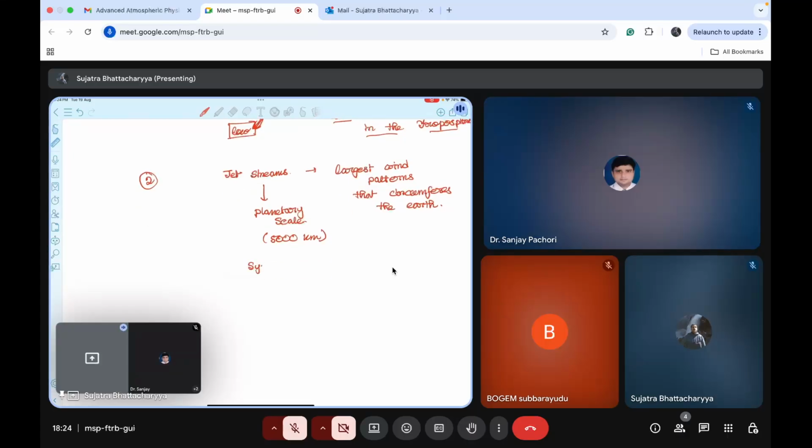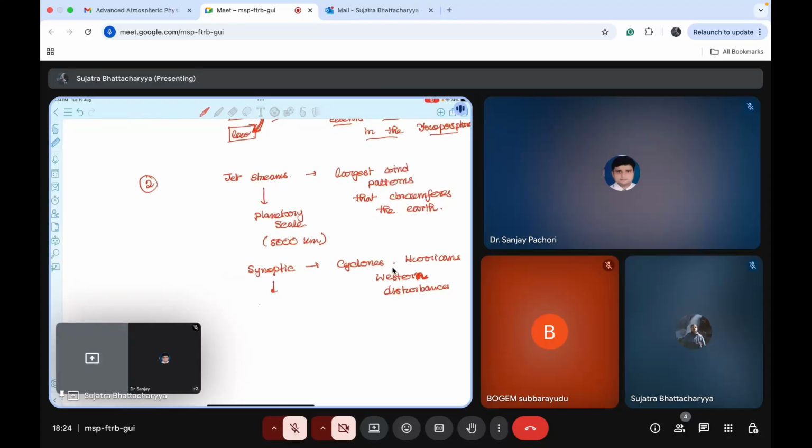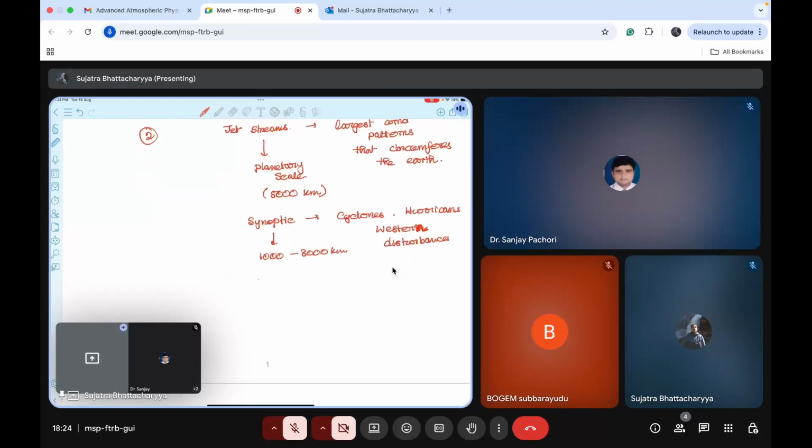But if you look at the synoptic scale, which are like cyclones, then hurricanes, these are all the same thing. Hurricanes, western disturbances, which happen in northern India during winter. These are all synoptic scale, which is about 1000 to 3000 kilometers. Next is mesoscale.